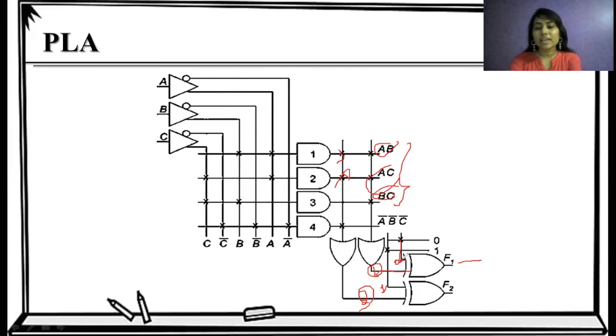We can connect here 1 and we can connect here 0. So we have these connections in normal form. So we have F1 and F2 in normal form. So this is how we can implement a logical function using this programmable logic array. Here we have 4 product terms, 3 inputs and 2 outputs.